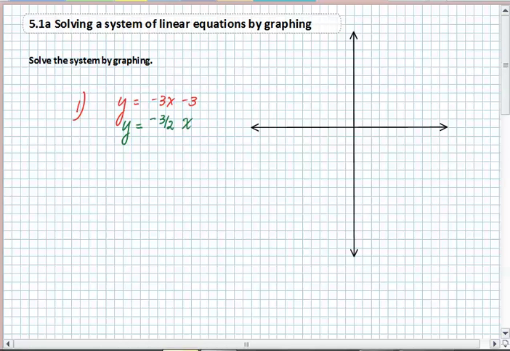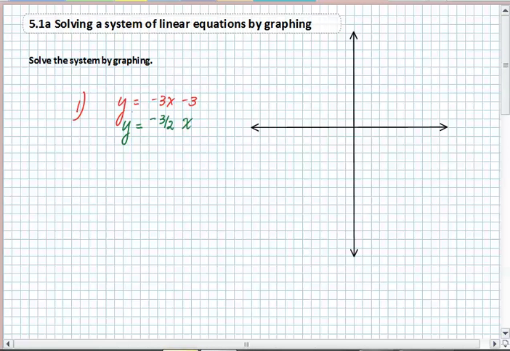So we're going to now take a look at solving a system of linear equations by graphing. The directions say solve the system by graphing. Now, the system of equations is basically two or more equations, and the solution is basically the value of the variables that make both equations, or all of the equations, true.